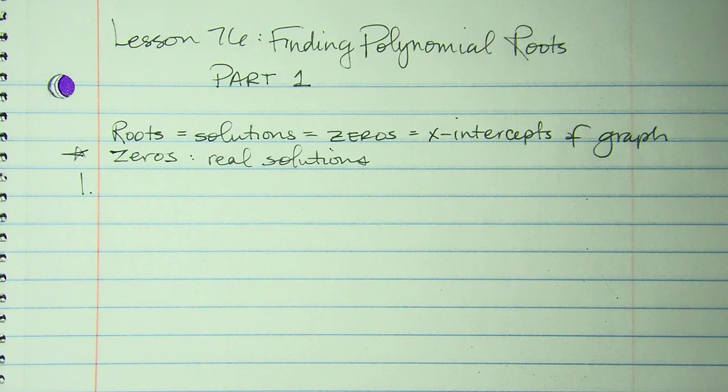Good morning, Algebra 2. We're going to cover Lesson 76, and there are several parts to this. Lesson 76 is the first part in finding polynomial roots.